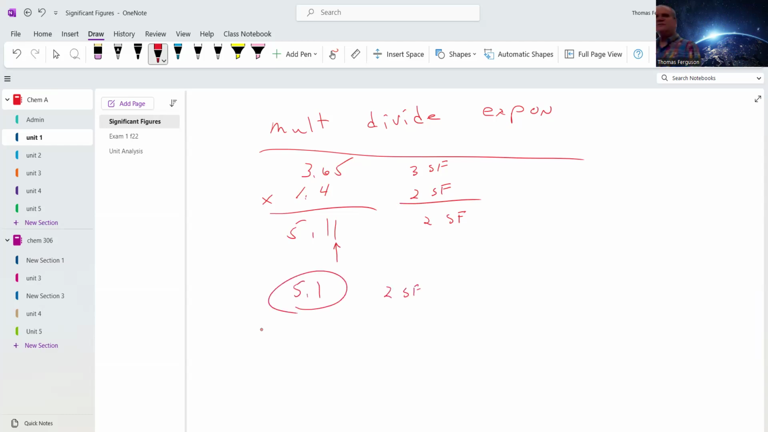Now, whenever I give an answer, I always write the number of sig figs, and that's just for your clarification. You can do that if you want, or you don't have to. If you're OCD, you might want to do it.